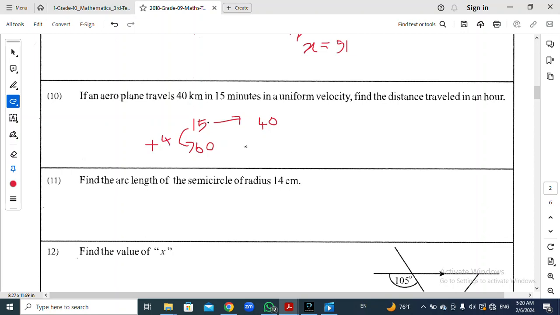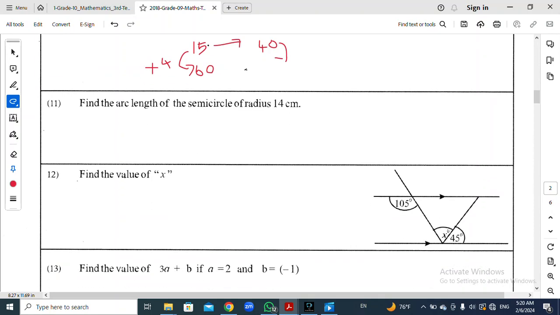So multiplication by 4. Here also we have to multiply by 4. So 40 multiplied by 4, 4 times. That's equal to 4 into 4 is 16 and 0, so 160 kilometers. Previously I said 4 into 4 is 160, that's wrong.